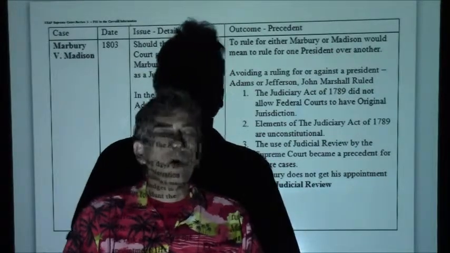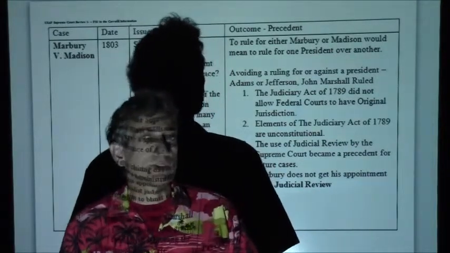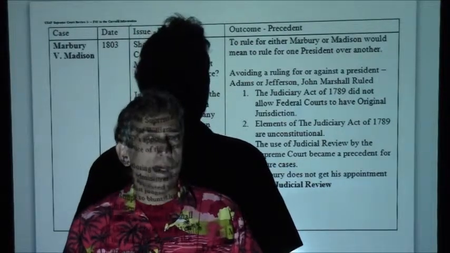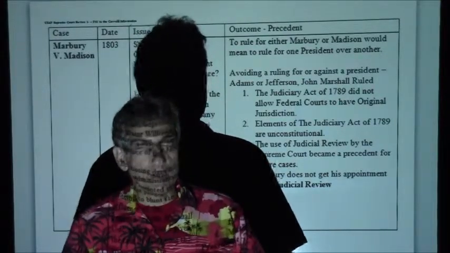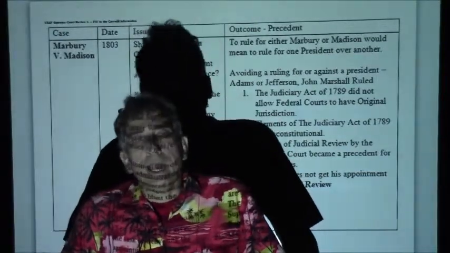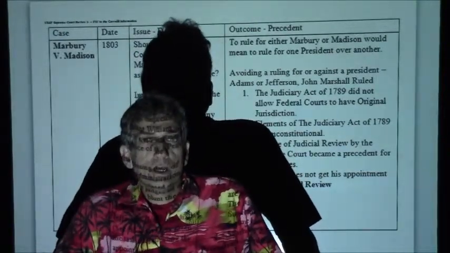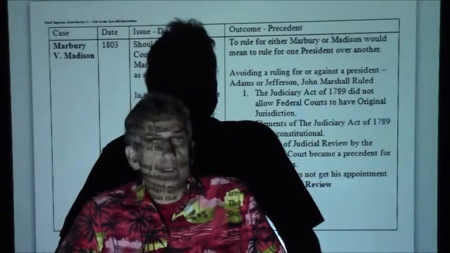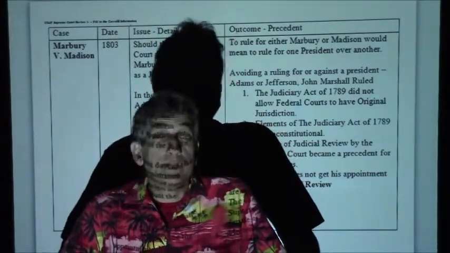Probably the most well-known of the early Supreme Court decisions has to do with Marbury and Madison. A little background here, and then I'll take a look at the information with you. The election of 1800 comes along, and Thomas Jefferson defeats John Adams in a very close election, has to be decided by the House of Representatives.